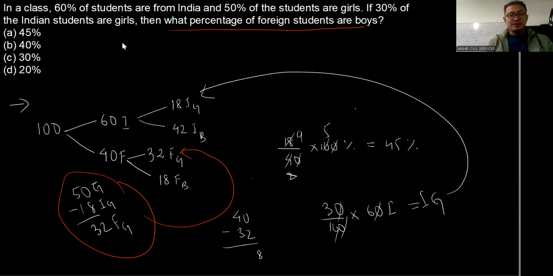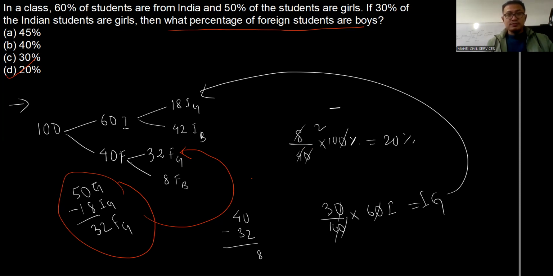It's only 8, and it has to be only 8. Thank you for pointing that out. So do target only 8 by 40 into 100%. What to say, 20%, our answer. Yeah, 20% target, I'm sorry, my bad.